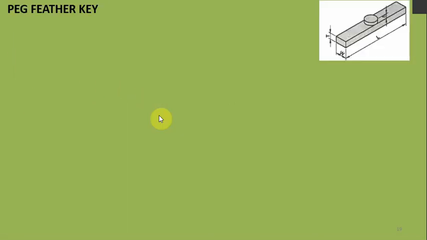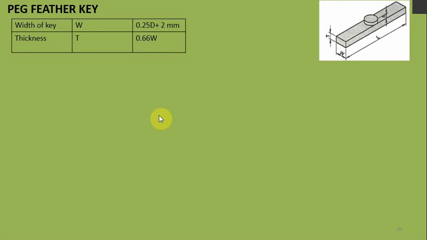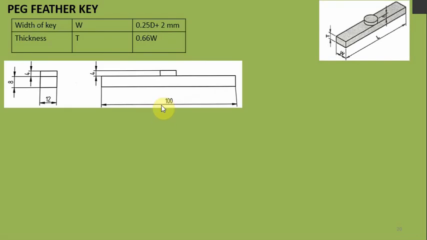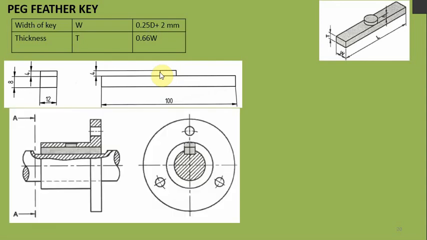Next one is the peg feather key. So these are the dimensions. So all other proportions are same. So this is the reference dimension. These two are the reference figures, and the diameter of this peg will be equal to the width of the key, that is W. So diameter of this peg is W, and this is the assembly drawing.